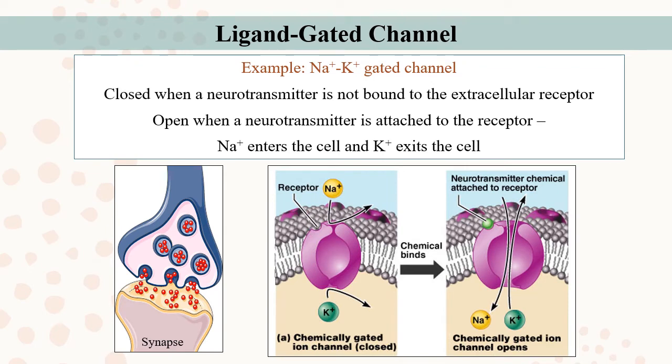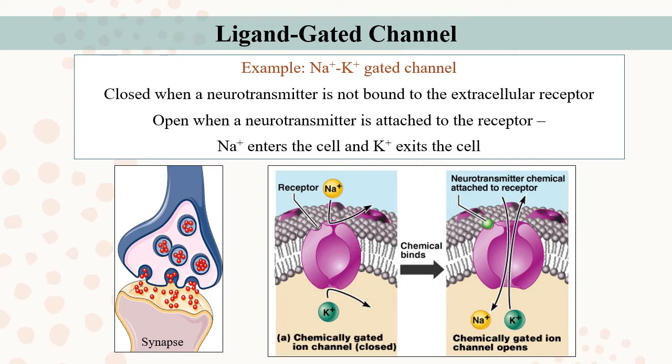The other type of channel, which is a ligand-gated channel, is also seen in the nerve cell, especially in the synapse. Here we can give the example of the sodium-potassium gated channel. Here also you can see in the second diagram that the sodium-potassium channel remains closed when there is no ligand.